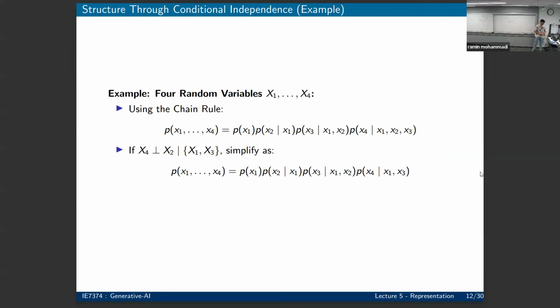And this is just an example. If you have something like this, and then you make the simplification assumption that this is independent of this one given the other one, this becomes something like this. So you reduce the number of parameters. So x4 doesn't depend on x2. It's independent of x2. So that becomes a conditional assumption, right?